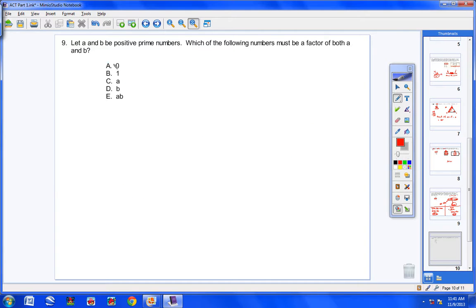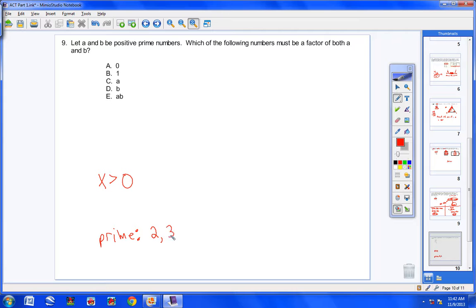Let A and B be positive prime numbers. Now let's review what positive means. Anything greater than 0 is positive. What's prime? Y'all remember what prime means? Let's review. That's what they're testing you on. A prime number is a number that nothing divides into evenly except 1 and itself. The first prime number is 2, not 1.